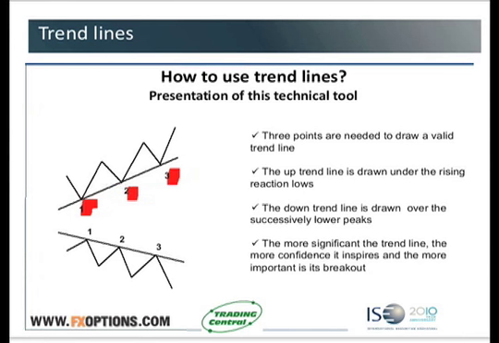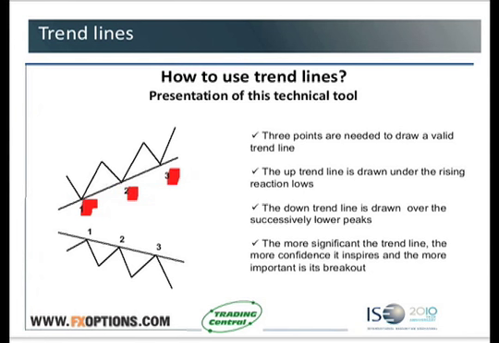An interesting question regarding trend lines we can ask is how to determine the importance of a trend line. We can say that the importance is defined by the longer it has been intact and the number of times it has been tested. So, with that said, the more significant the trend line, the more confidence it inspires, and the more important is its breakout.